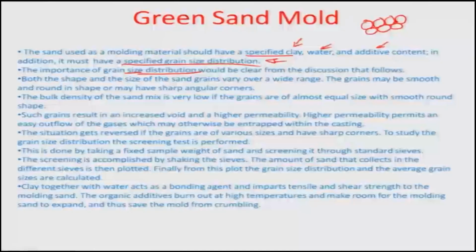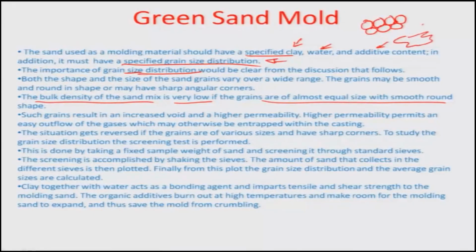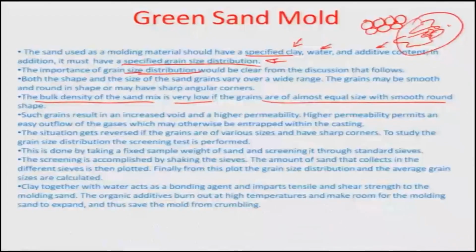So, the bulk density of the sand mix in that case is very low if the grains are of almost equal size with smooth round shape. On the other hand, if the grains were angular and had different shapes, then obviously all these voids would be filled up, and the overall bulk density would be very high, and the porosity would be low, which is not a desirable condition for doing castings. So, our preference here would be that if the sand grains are all spherical and have uniform size, then we will have a better situation.